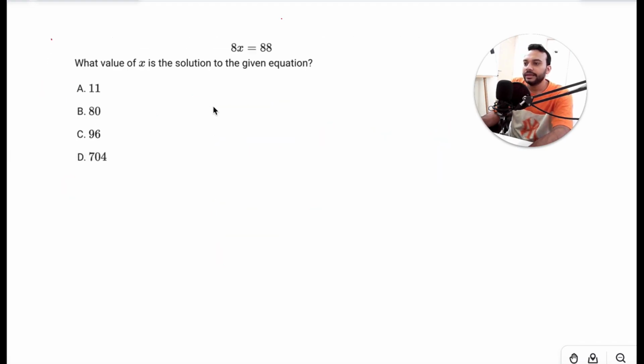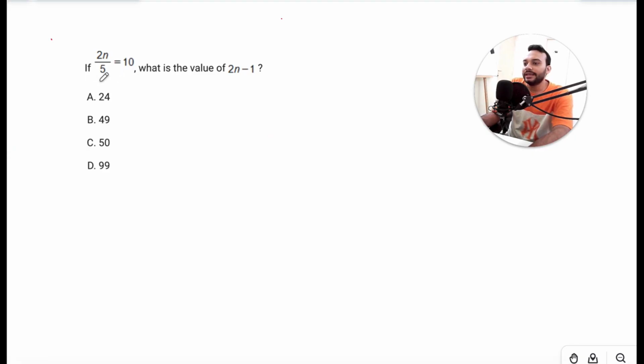Next one. 8x is equal to 88. What value of x is the solution to the given equation? So 8x is equal to 88. We need x is equal to. So we need to get rid of this 8 on the left hand side and isolate the x. For that, you divide both sides with the 8. Why are we doing that? We're doing that with the aim of cancelling the 8 on the left hand side. So they both get cancelled while in division. So x is equal to 88 over 8, which is 11. X is equal to 11.